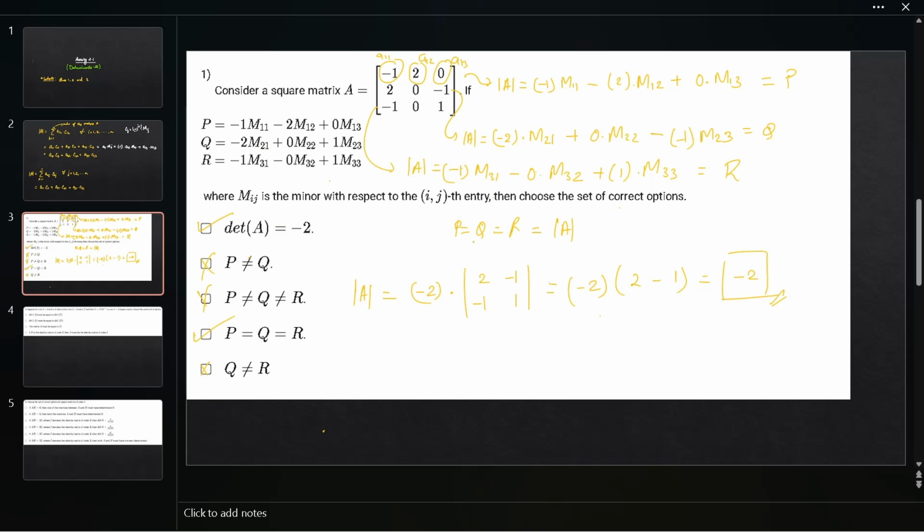So this is also correct. So we have seen that P is equal to Q is equal to R is equal to determinant of A, which is again equal to minus 2. This was all about question 1.